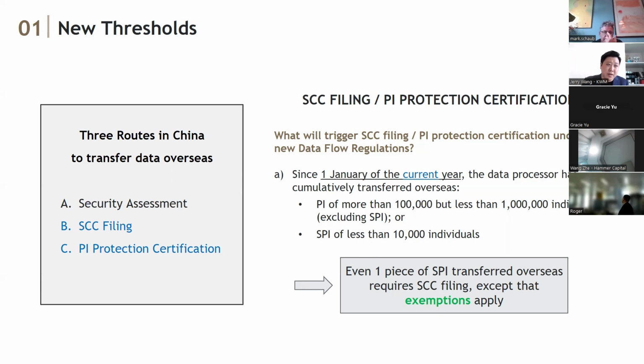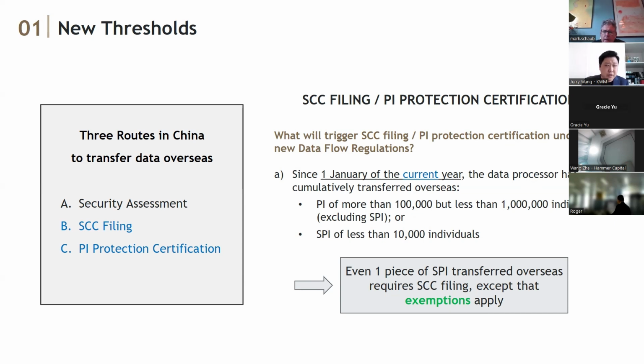For SEC filing, compared to the security assessment, it is applicable to a much wider scope of companies in China. Generally, the situation that will trigger the SEC filing is if a company is transferring personal information within the current year and the volume exceeds 100,000 but is less than 1 million individuals. So this will trigger the SEC filing. But this does not count sensitive personal information. For sensitive personal information, if the annual transfer volume exceeds 10,000 individuals, the SEC filing will be triggered.